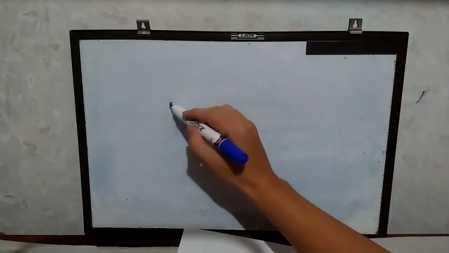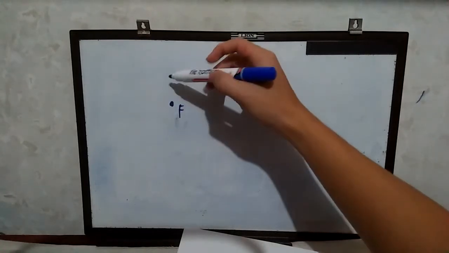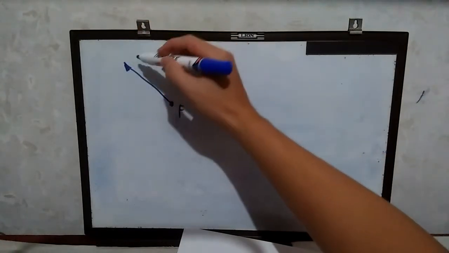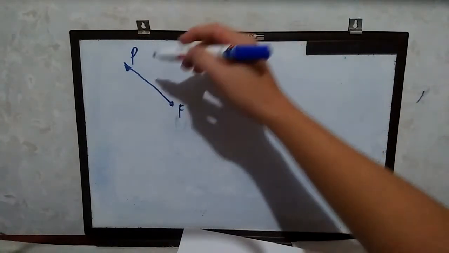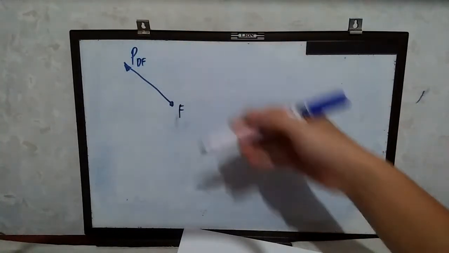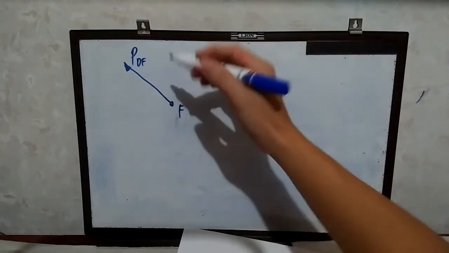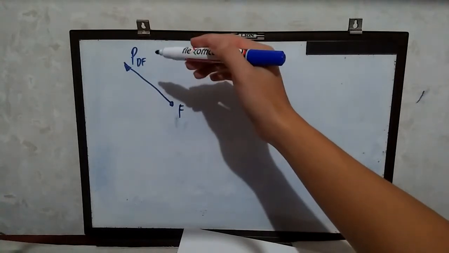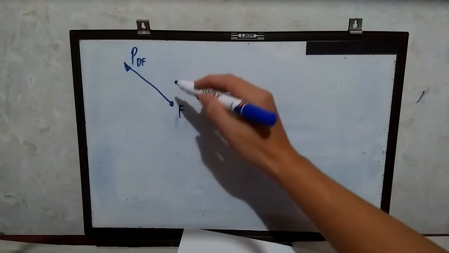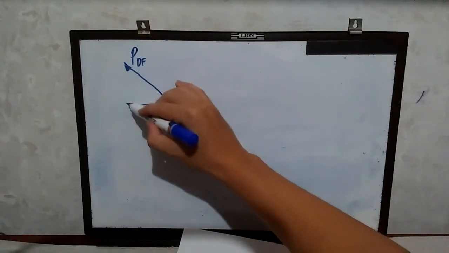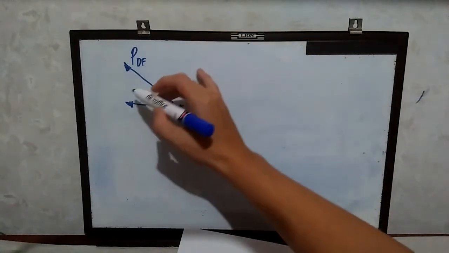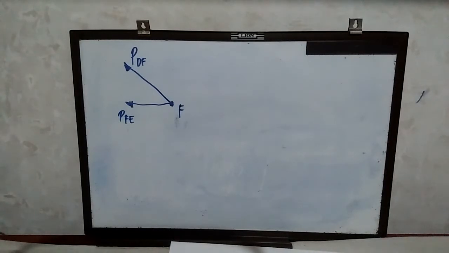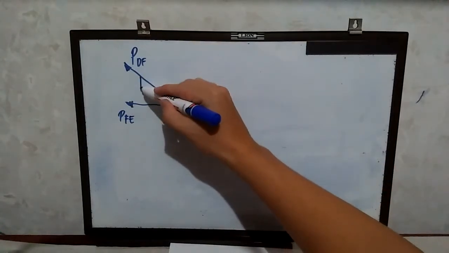If this is point F, we have member DF going in this direction. Initially, let's assume that it is in tension, P sub DF. That's just our initial assumption. We don't know if it's right or wrong, but once we solve for member DF, we will correct the direction of this member, whether it's compression or tension. Now this one is member FE, so this is P sub FE, and don't forget the slope of member DF, because it has measurements.